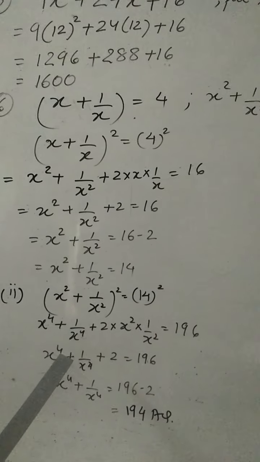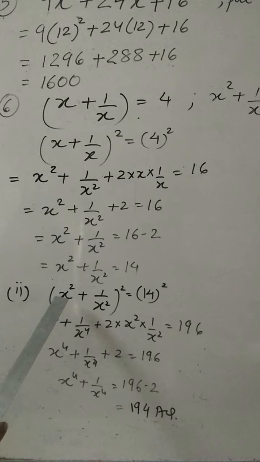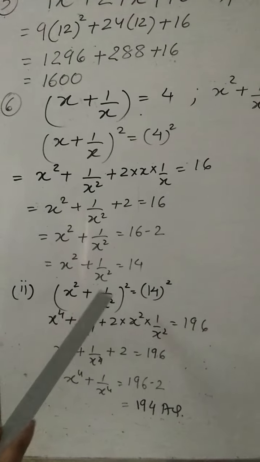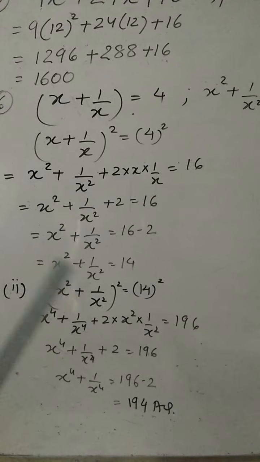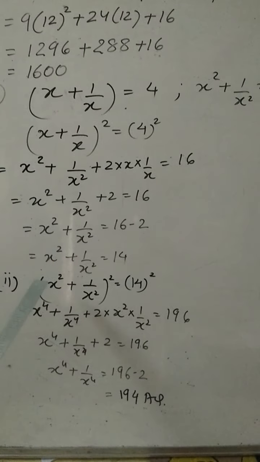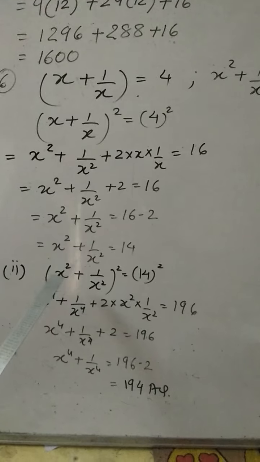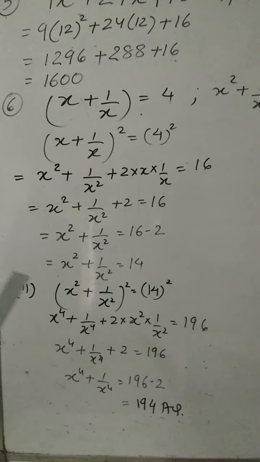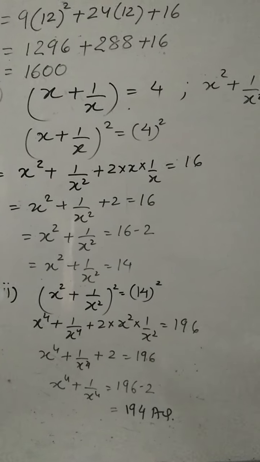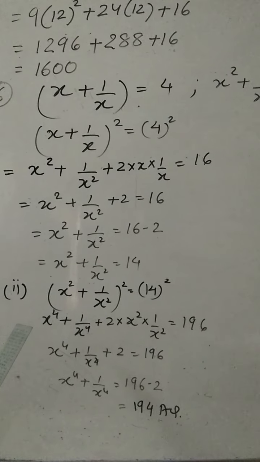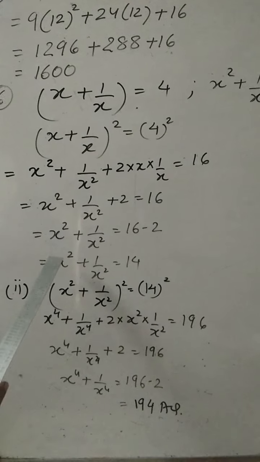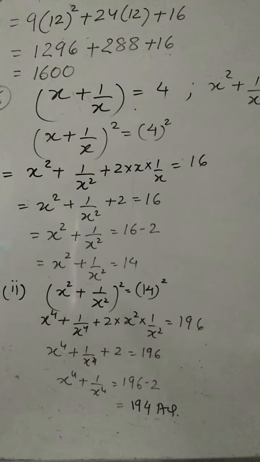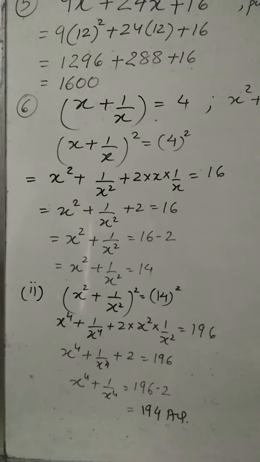In a similar way, if you have to calculate the value of x to the power 4 plus 1 by x to the power 4, how will you get x to the power 4? After squaring x square. When you do squaring of x square, you will get x to the power 4, and when you do squaring of 1 by x square, you will get 1 by x to the power 4. So again, in continuation, this is the second part of the same question. We need to calculate the value of x to the power 4 plus 1 by x to the power 4.